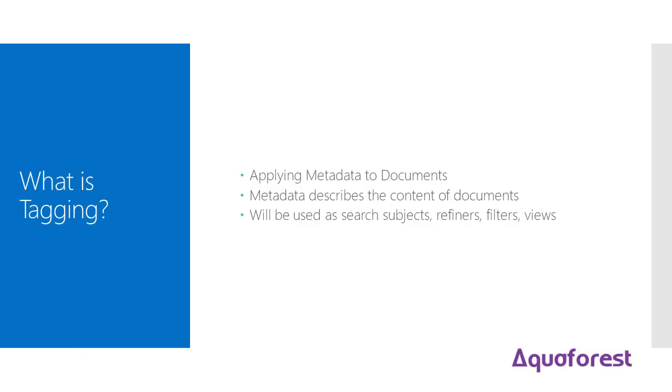We should explain that what we mean by tagging in SharePoint is the application of metadata to specific documents or list items. This metadata will describe the content of the document in some way that is useful to a user, such as keyword or ID number. Once metadata has been defined, SharePoint has several capabilities that can take advantage of this that dramatically improve the findability and usability. This includes being able to use metadata as the subject of search refiners, views and filters.